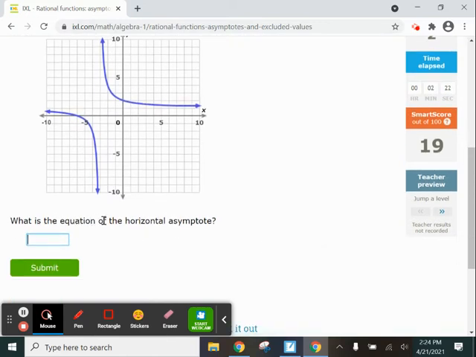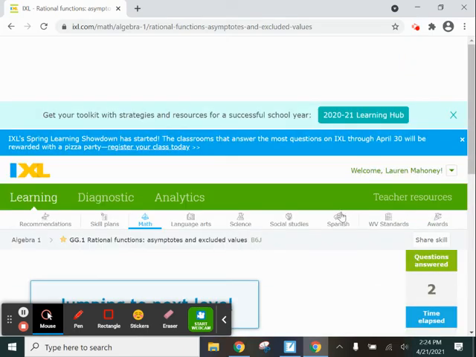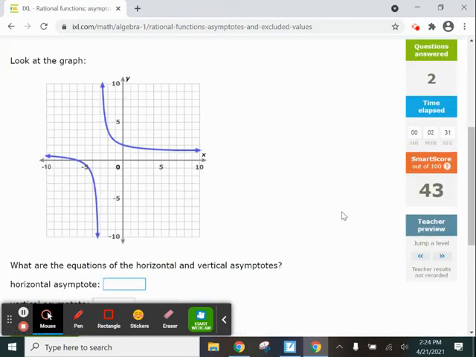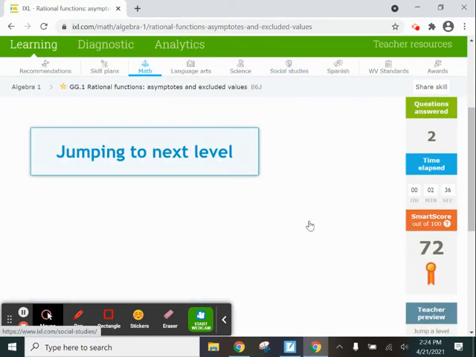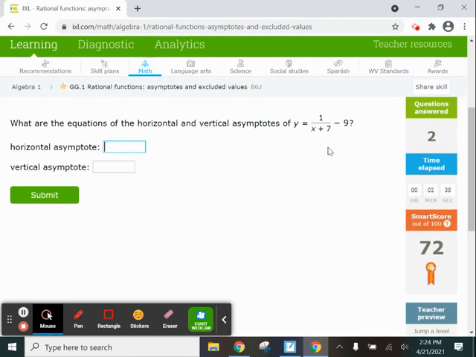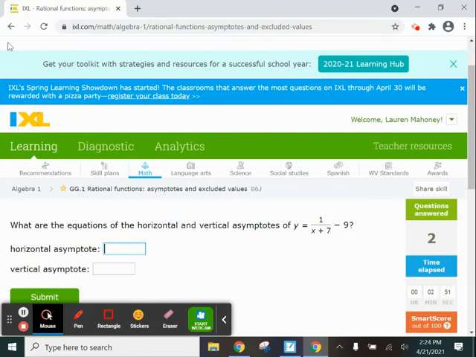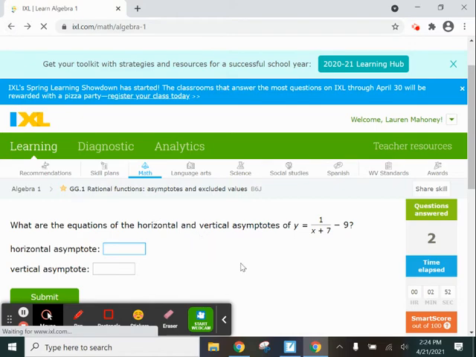This is, again, what is the equation of the horizontal asymptote? So you're looking across instead of up and down. Let's see if we can jump and look at any other values here. This one is asking for both the horizontal and vertical asymptote. This one is just giving you an equation and saying what is the horizontal, what is the vertical. You can type this into Desmos to see what the equation actually looks like, graphed, in order to figure out what your values are going to be there. So I'm going to go ahead and go back.